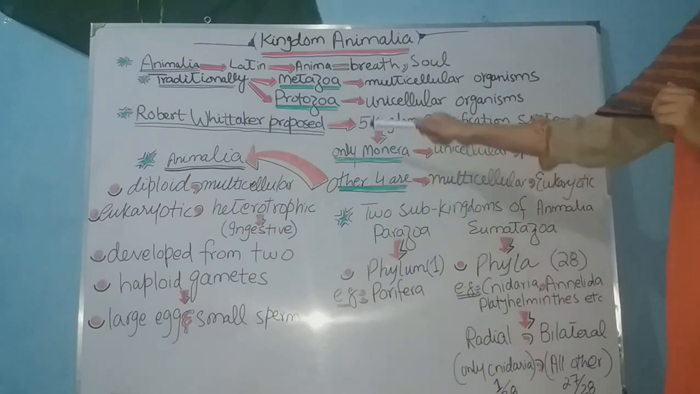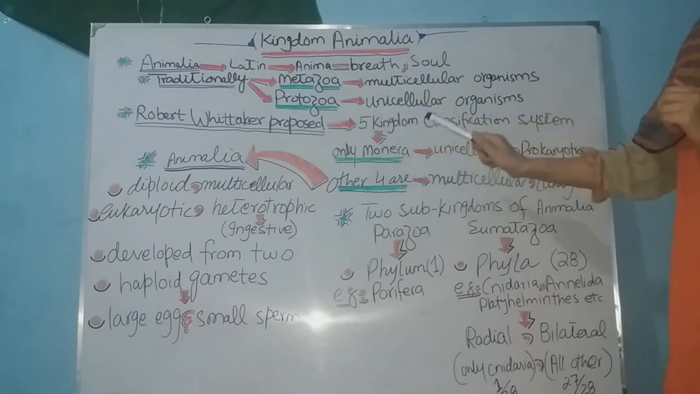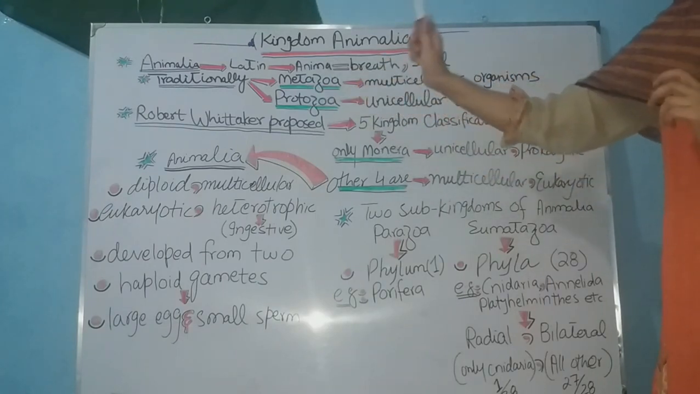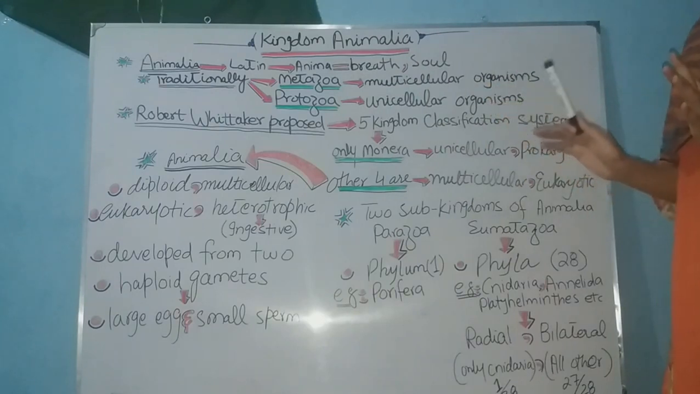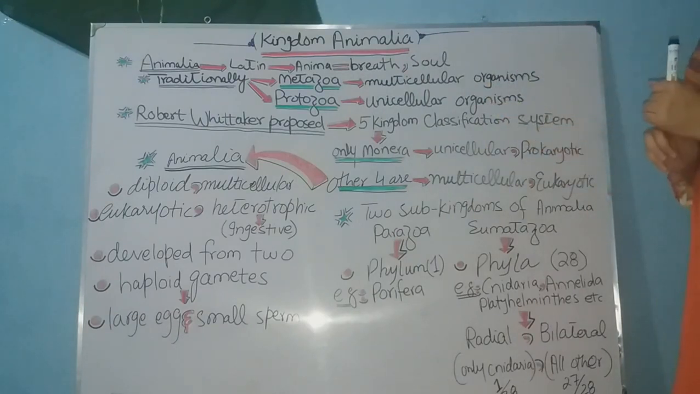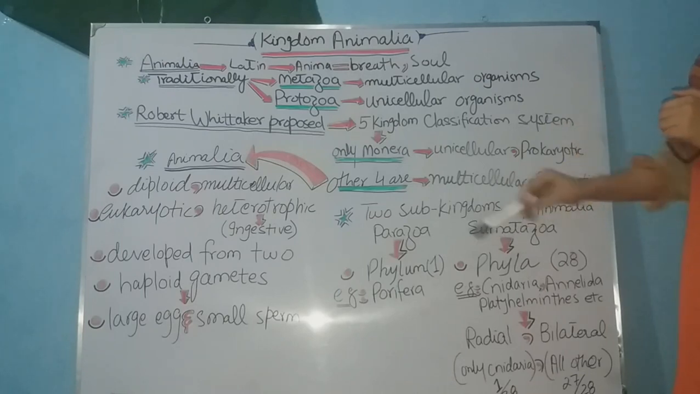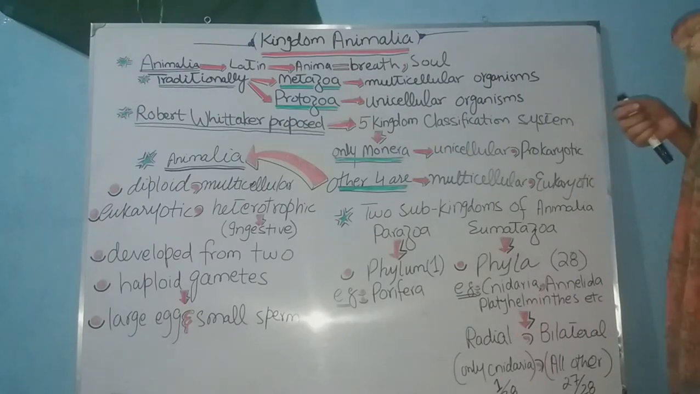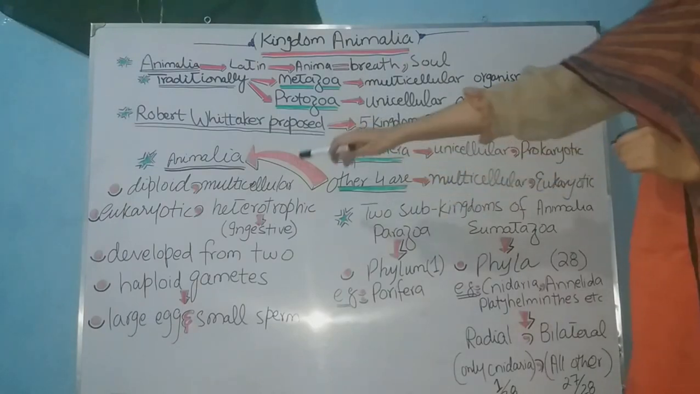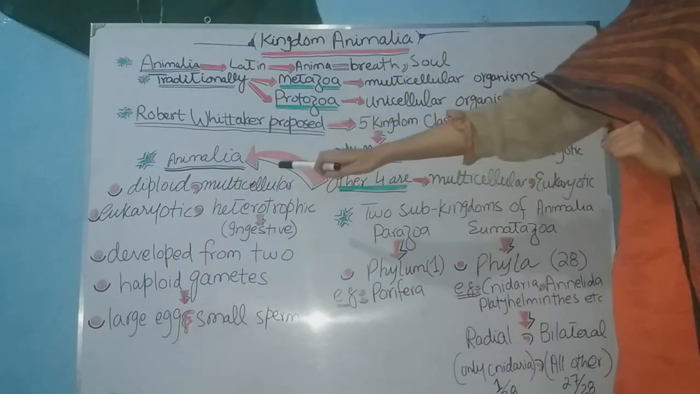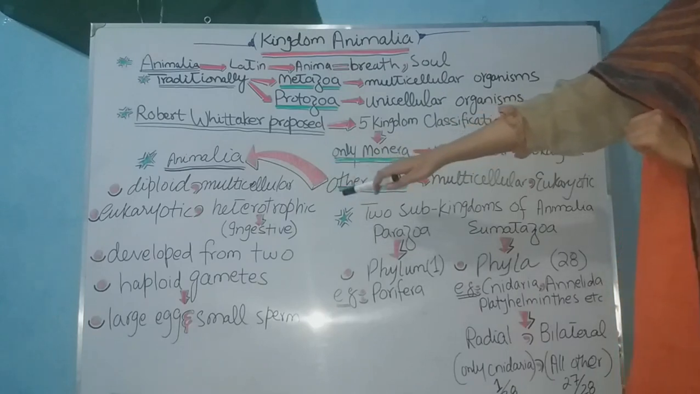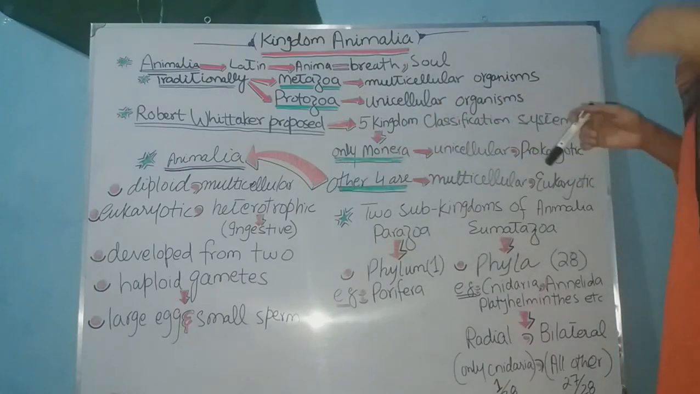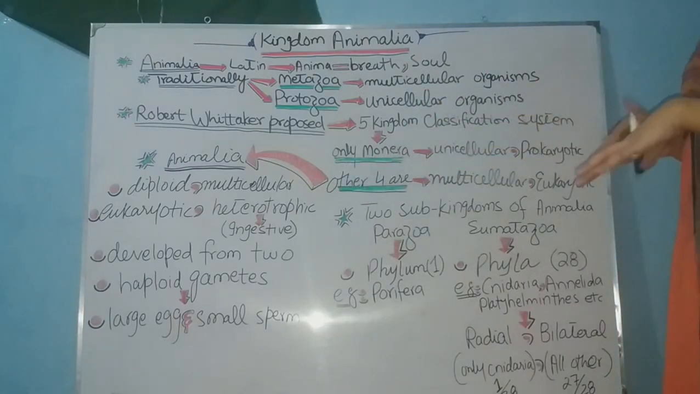Among these four, out of these five, one kingdom is Animalia. If we talk about the attributes of the organisms of kingdom Animalia, we come to know that they are diploid, multicellular, eukaryotic, and heterotrophic, ingestive in their heterotrophic nature.